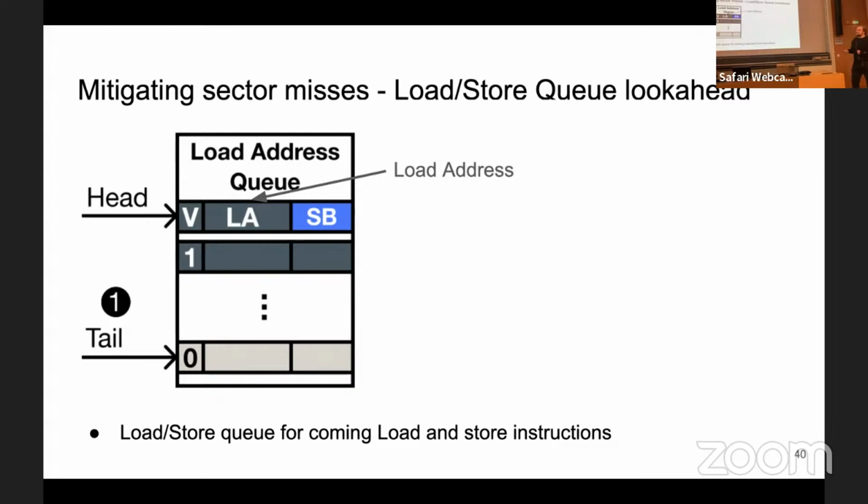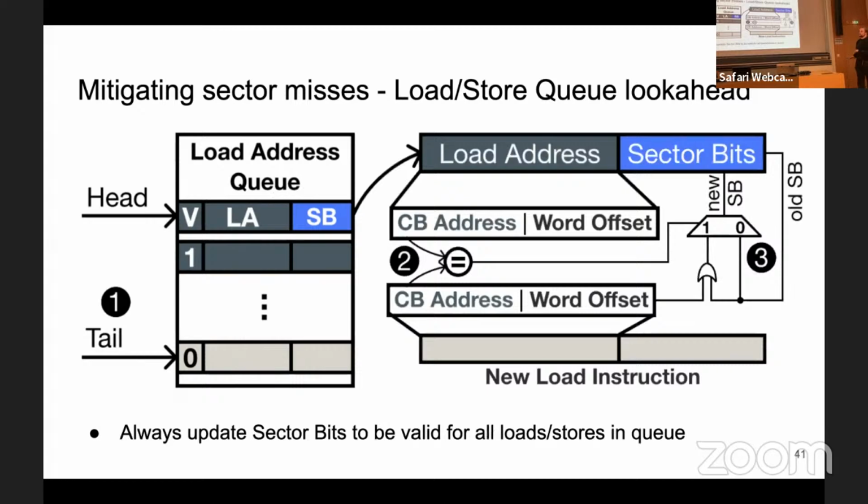Load and store instructions. So here we have the added sector bits for every load and store instruction. What we try to do is if we have two load instructions or store instructions for the same cache block in this queue, but for different sector bits, then we don't actually have to load both of them. We want to make sure that when we load it the first time, we load all relevant sectors so that these very preventable sector misses don't happen.